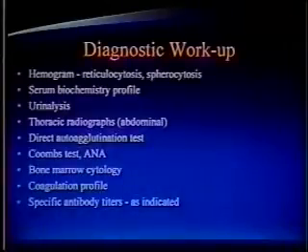For your diagnostic workup, you should do a hemogram, and what you're looking for here is the presence of possible spherocytes, and you want to do a reticulocyte count to see if it's a regenerative anemia. A serum chemistry profile, looking for evidence of elevation of bilirubin. Urinalysis, looking for bilirubin in the urine. Thoracic radiographs or abdominal radiographs. Autoagglutination test, a Coombs test, an anti-nuclear antibody test, bone marrow, coagulation profile, or specific antibody titers for Babesia or for Ehrlichia as indicated based on your history.